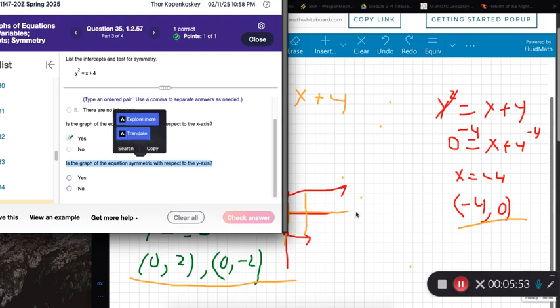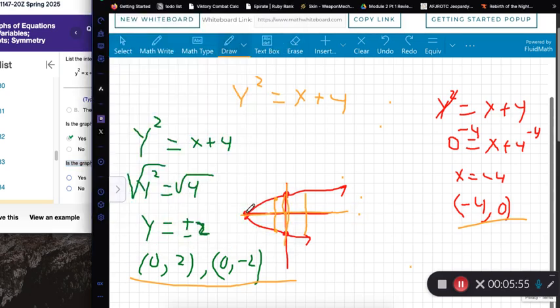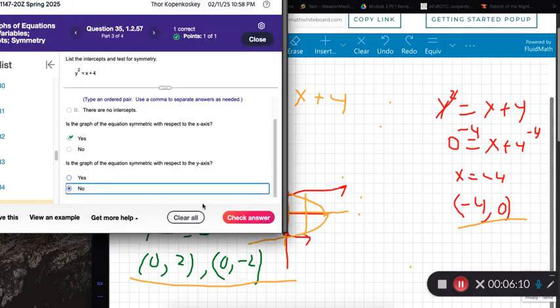Would it be symmetric to the y-axis? Well, if we take this point and move it over here, is this the same function? No, because they're not overlapping perfectly. It's not mirrored. No, it would not be.